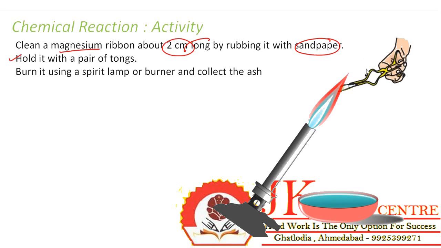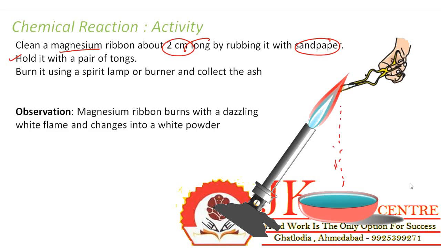For example, this was my magnesium ribbon, 2 centimeter long. First I removed all the dust using sandpaper, and now I'm burning this with a spirit lamp, and all this dust which I'm getting, I'm collecting this in a ball. So what you see, this magnesium ribbon burns with a dazzling flame, right? Some flame comes out, a dazzling flame, and this changes into white powder. This powder, if you see, is white in color.